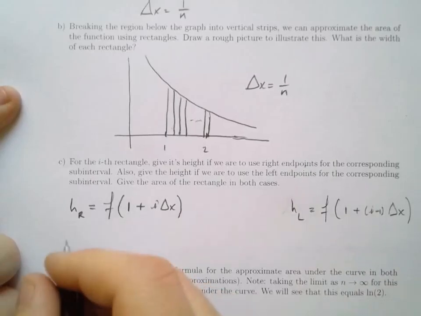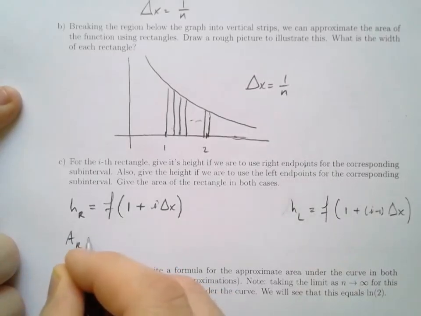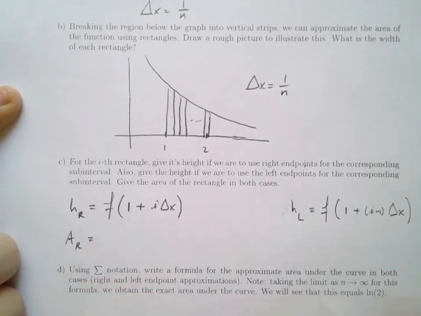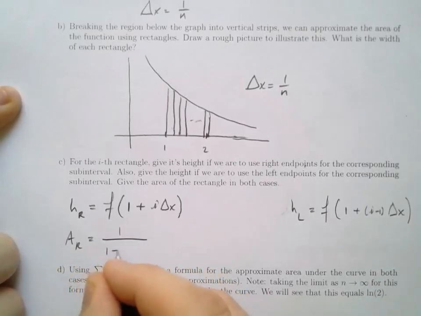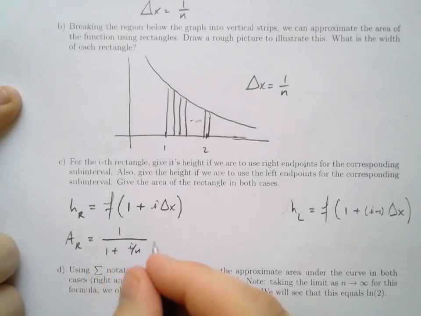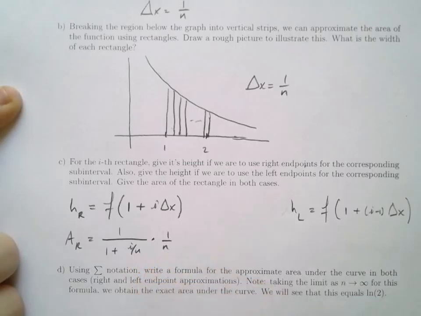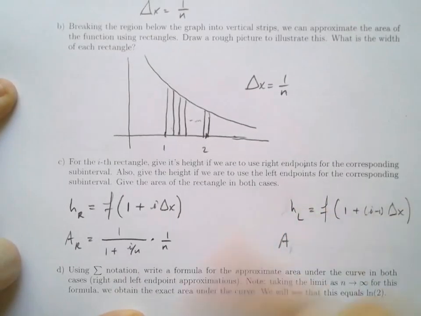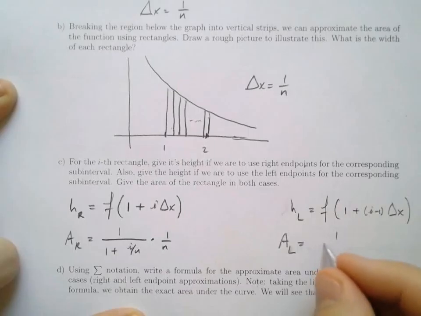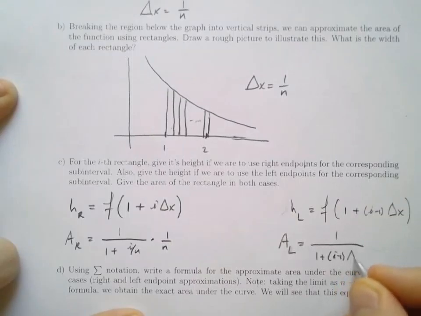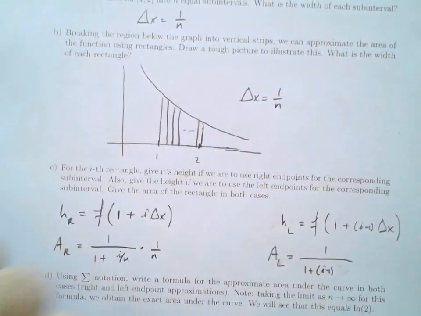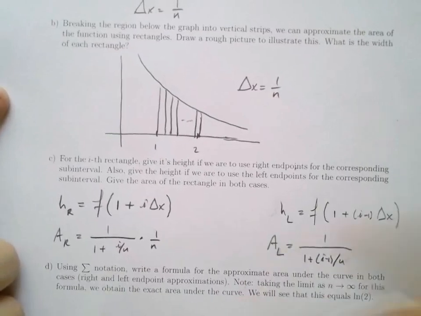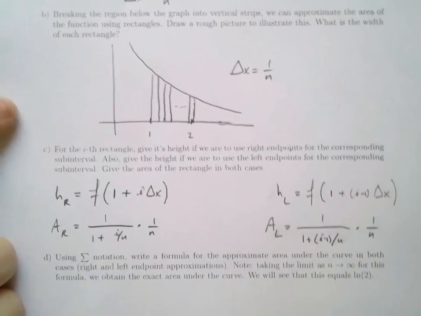And the area of the rectangle using the right endpoint is going to be this times the width. So if I plug this into f, it's 1 over 1 plus i over n times the width, which is 1 over n. Whereas the area using the left endpoint is going to be 1 over 1 plus i minus 1 times delta x, times 1 over n, which is the width of the rectangle.